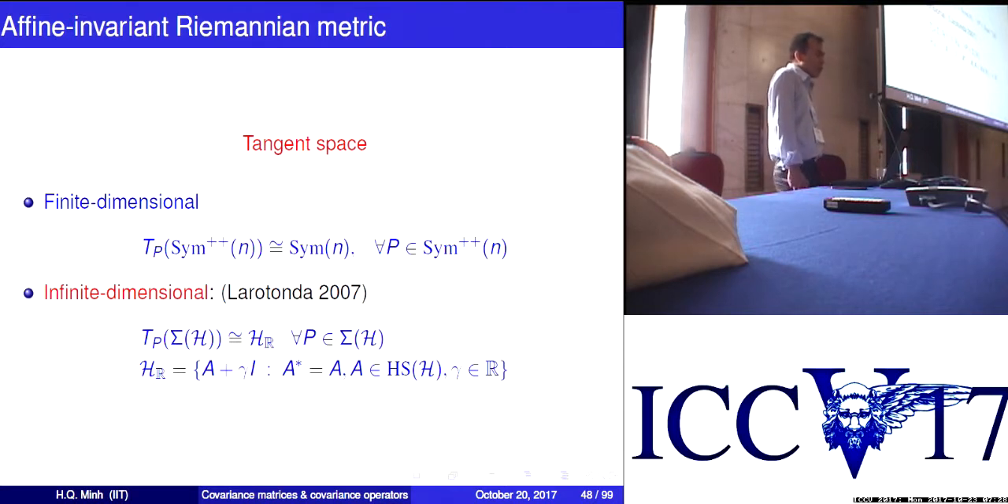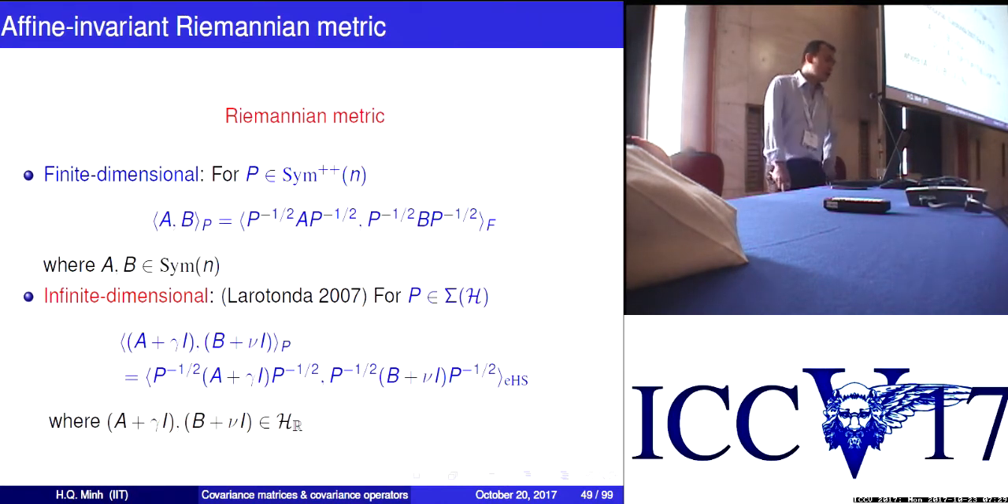So in the finite dimensional setting we have the tangent space at each point P is the set of symmetric matrices, whereas in the infinite dimensional setting we just have the set here, which is A plus gamma I, where A is self-adjoint or symmetric. So we just have to think about instead of A, we can consider A plus gamma I, where A is Hilbert-Schmidt. And the formulas are actually pretty much the same.